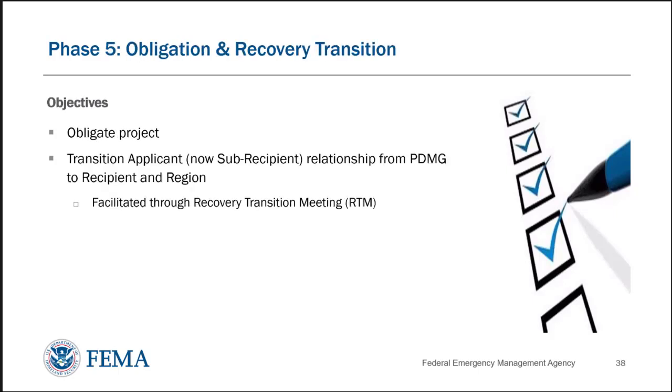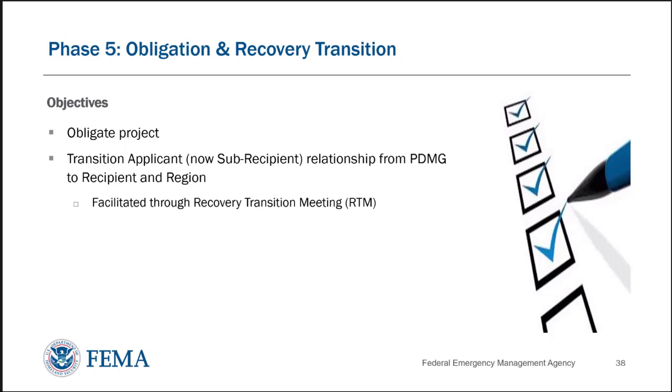Moving into phase 5, finally, after getting all that concurrence from everybody, making sure all our T's were crossed and all our I's were dotted, we can obligate that project and transition the applicant, now the subrecipient, having gone through the grant process. You transition that relationship from the PDMG to the recipient in the region. In other words, the PDMG is now free to go to another applicant and do the same process.